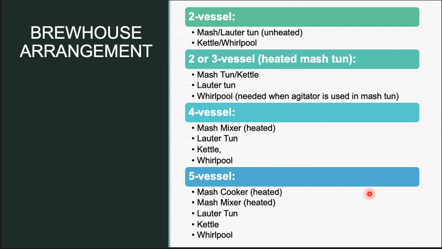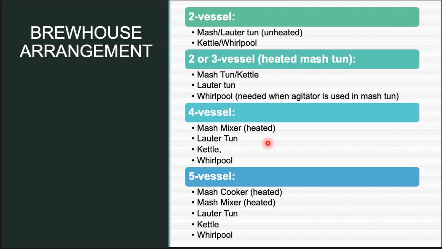If their capital investment is slightly on the higher side, they can plan installing three vessels, with mash tun and wort kettle as one vessel, lauter tun the second vessel, and whirlpool the third vessel. Only one vessel, which functions both as mash tun and wort kettle, has the heating provision. Heating provision to the tank costs nearly one-half to one-third of the cost of the tank, so brewers always want to reduce the number of tanks with the heating provision in order to reduce the cost. This gives more flexibility to the brewer in terms of different step temperatures during mashing.